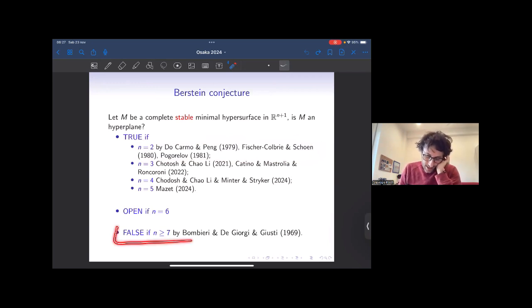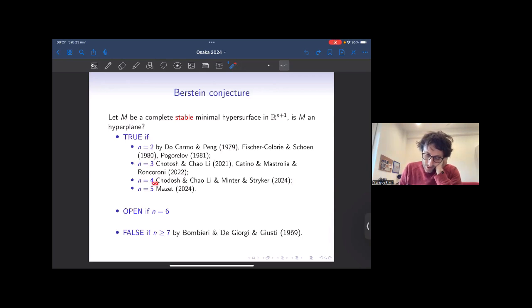Very classically, we know that it was false for n bigger or equal than 7 by a counterexample, the famous counterexample by Bombieri, De Giorgi, Giusti. Now, in recent years, we have a series of spectacular results which prove the Bernstein conjecture in another dimension, 4, by Chodosh and Li, and with a different technique by Catino, Mastrolia, and Roncoroni.